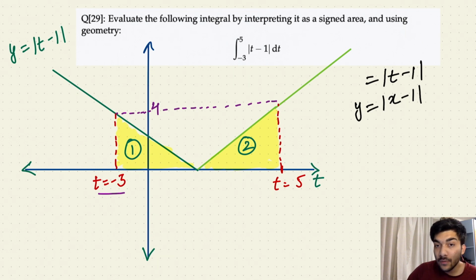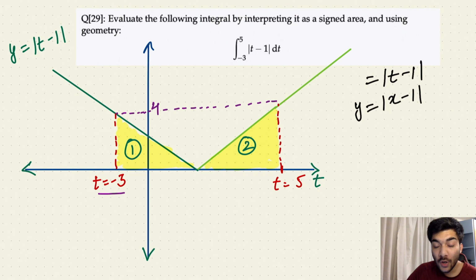And since in this question we wanted to calculate the signed area, we also have to take into consideration that the area below the x-axis is considered negative and the area above the x-axis is considered positive. And you'll clearly see in this case that I don't have any area which lies below my x-axis. So whatever area I'll get for my region 1 and region 2 will be considered positive.